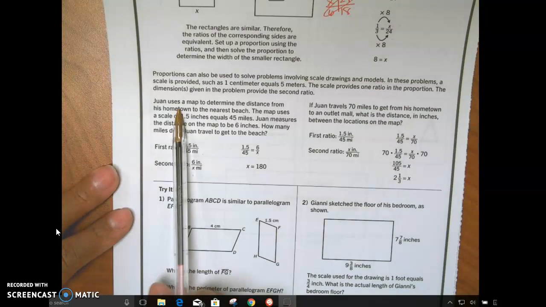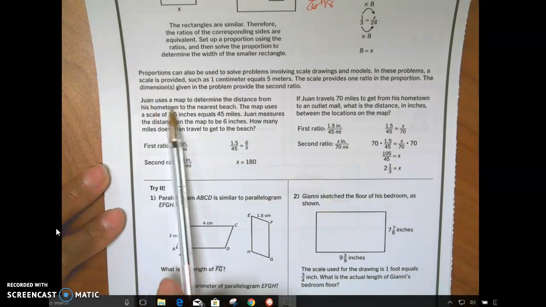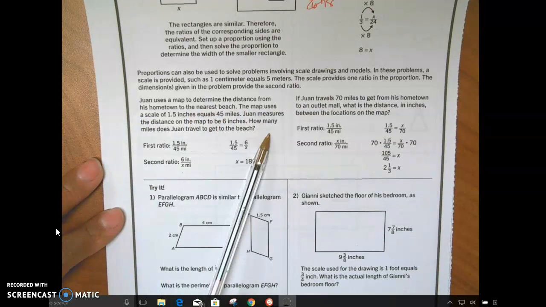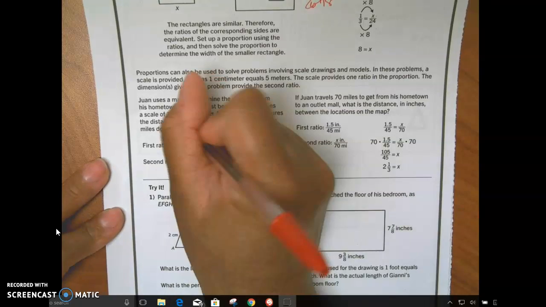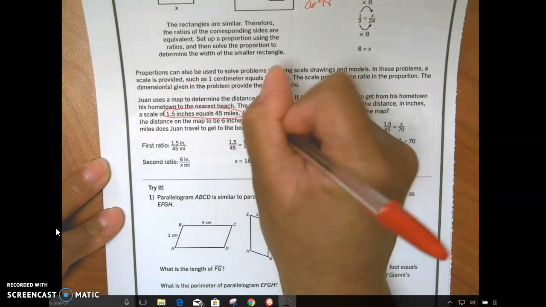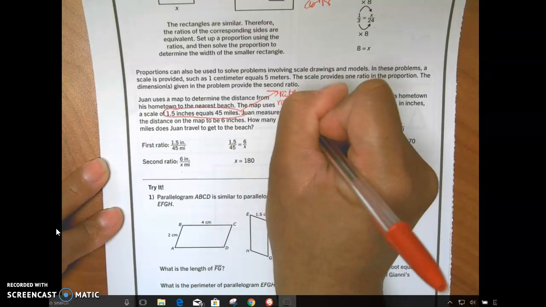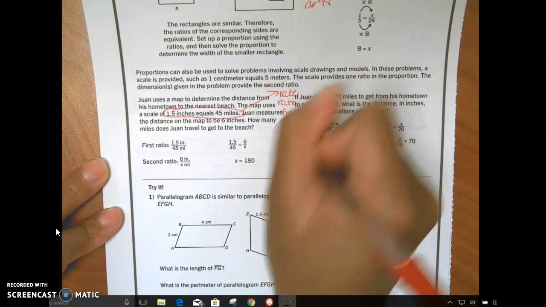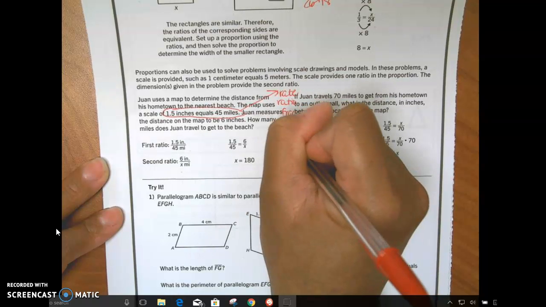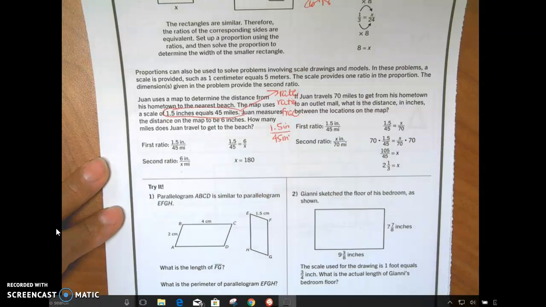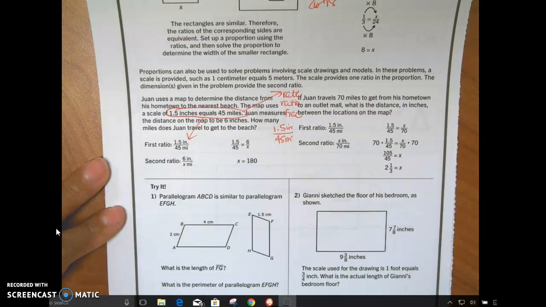Here, they're giving you an example. Juan uses a map to determine the distance from his hometown to the nearest beach. The map uses a scale. Whenever they give you a scale, that is a rate or ratio or fraction. Okay, it goes in fraction form, 1.5 inches to 45 miles. That's exactly what they write here.